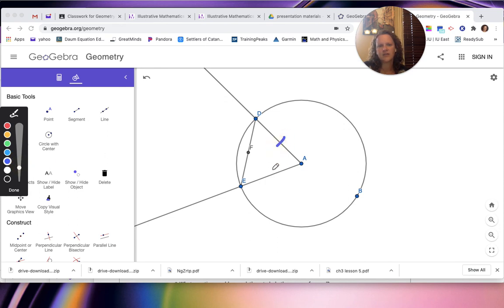So these are congruent, therefore it's an isosceles. That means these angles are congruent too. Okay? DF has to be congruent to EF because they are the same length. So AF has to be the angle bisector. These are congruent because they're the same length. So AF has to be the angle bisector. That means those have to be equal.